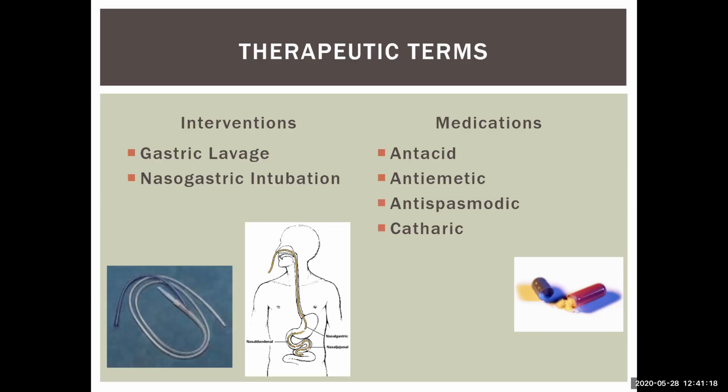Some of our categories of medication: antacid would be a drug that neutralizes the stomach acid. An antiemetic is going to prevent nausea or prevent vomiting. Antispasmodic would decrease motility in the GI tract to help with spasms or diarrhea. And a cathartic, there's a T missing there, it should be cathartic, is a drug that causes movement of the bowels, or also called a laxative. And that's it for chapter 11.